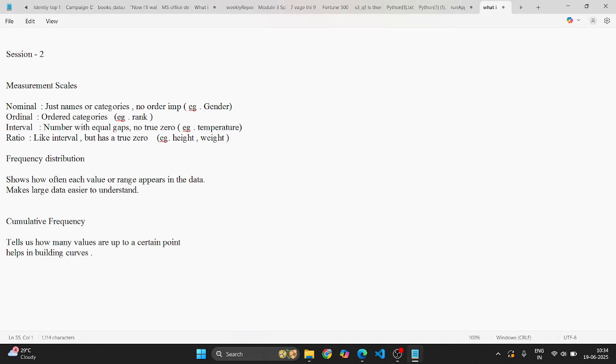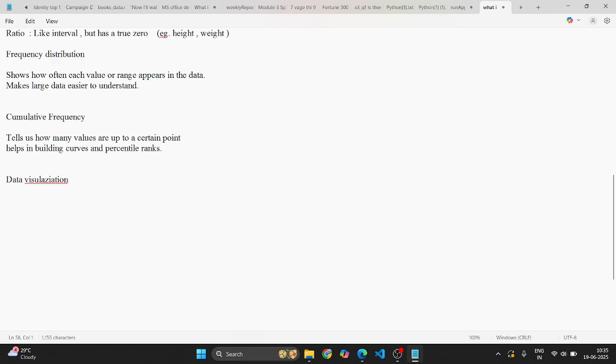After that, the graph part was covered, that is, data visualization. What was covered in data visualization?